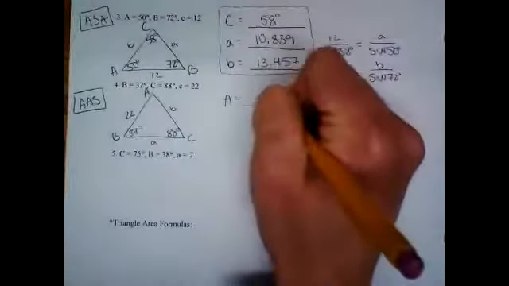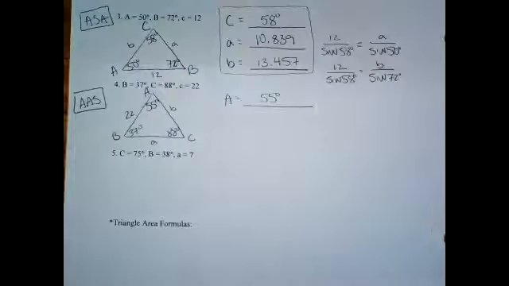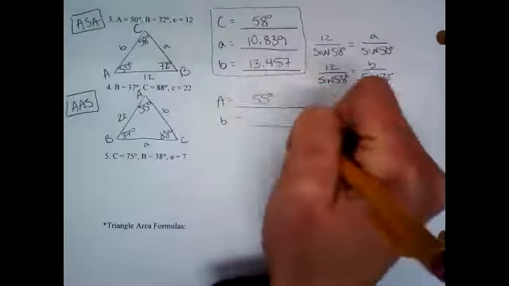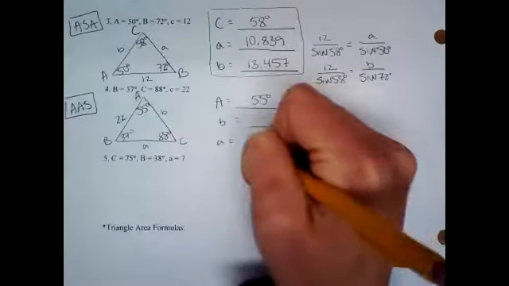55? All right, so which side do we find next? Again, you want to do it smallest to biggest. All right, B would be next. That's across from the 37. And then A would be last.